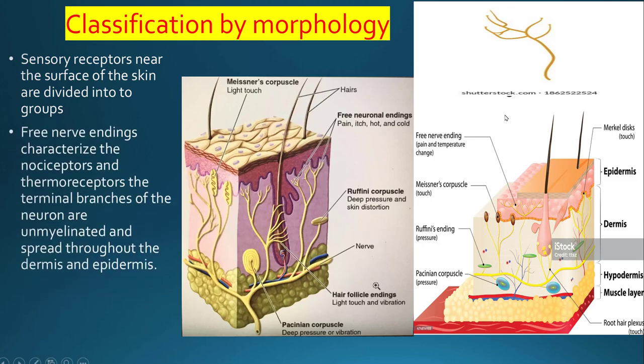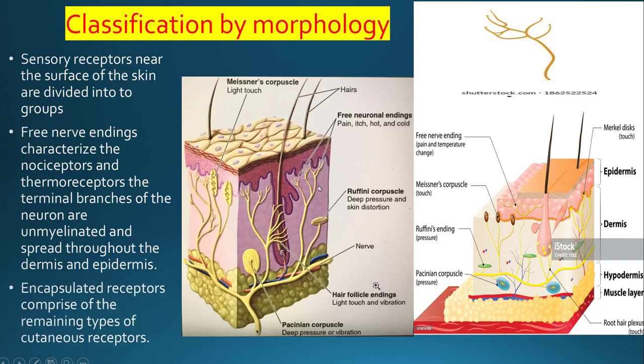Free nerve endings characterize nociceptors and thermoceptors. Terminal branches of the nerve are unmyelinated and spread throughout the dermis and epidermis. This is the epidermis and this is the dermis, and these free nerve endings, which are unmyelinated, are spread in this area. Encapsulated receptors comprise the remaining type of cutaneous receptor.